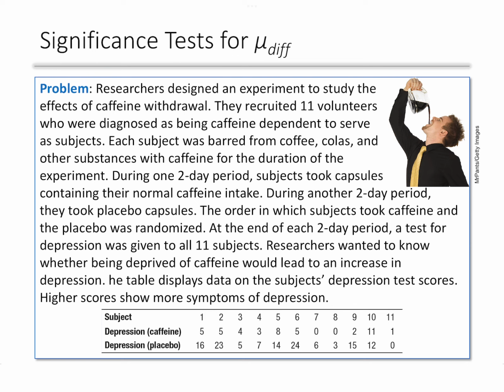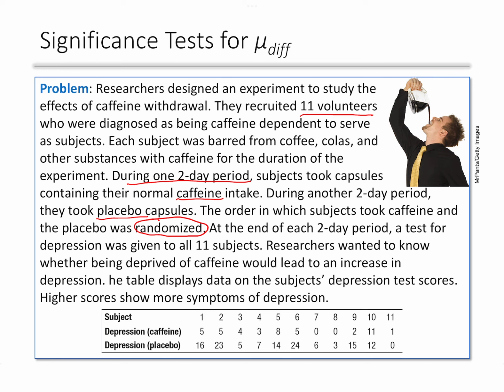Here we have researchers designed an experiment to study the effects of caffeine withdrawal. They had 11 volunteers who were diagnosed as being caffeine dependent to serve as subjects. Each subject was barred from coffee, colas, or other substance of caffeine for the duration of the experiment. So during a 2-day period, subjects took capsules containing their normal caffeine intake. During another 2-day period, they took a placebo. So could have a placebo, could have caffeine. The order in which the subjects took the caffeine and placebo was randomized, so there's our randomization that we need.